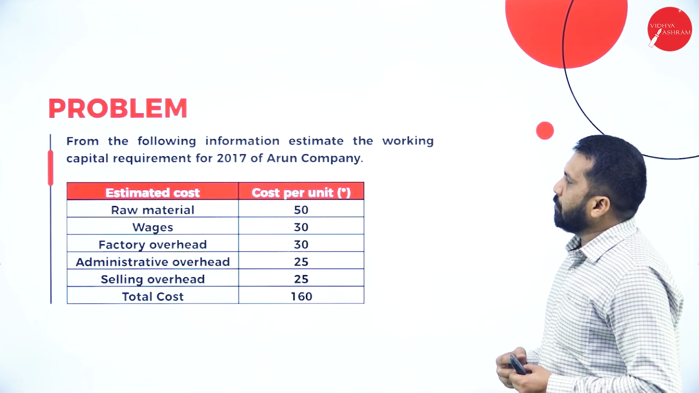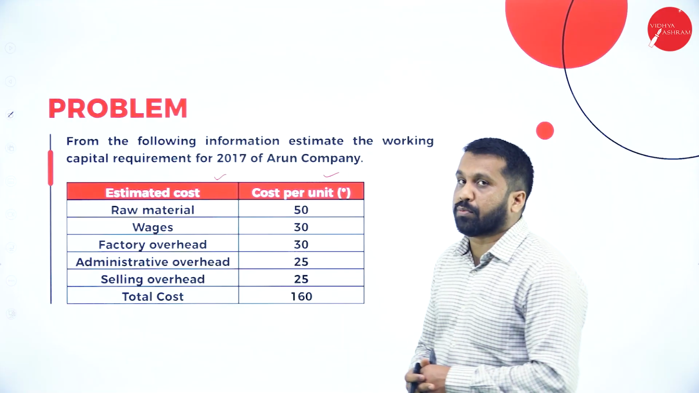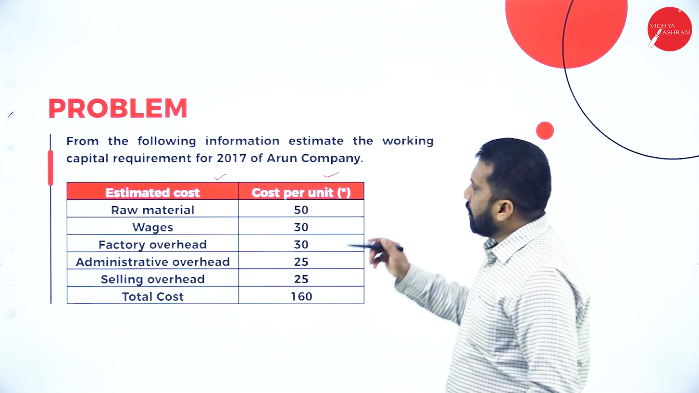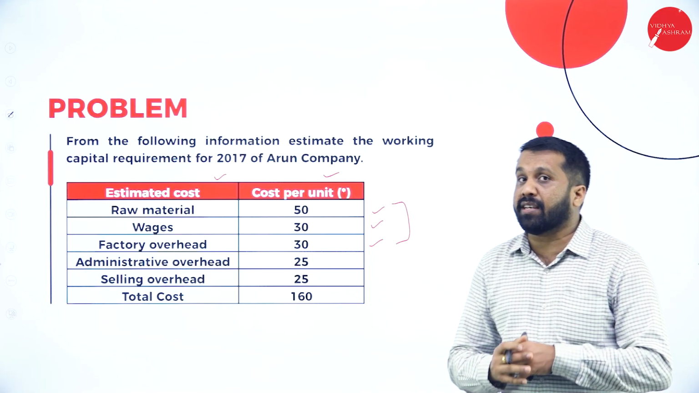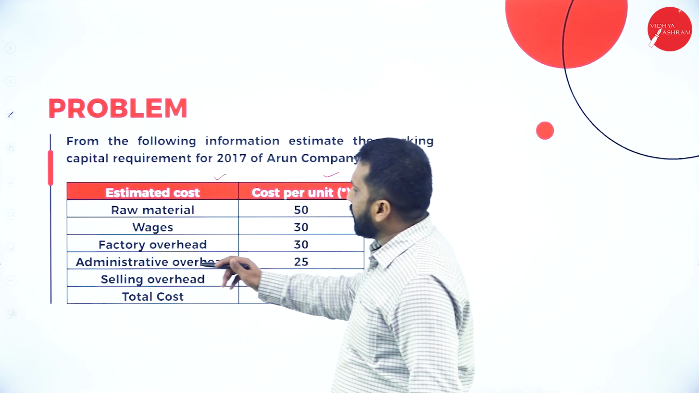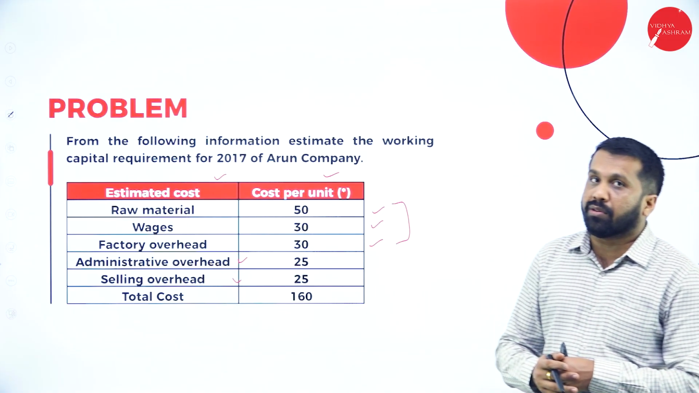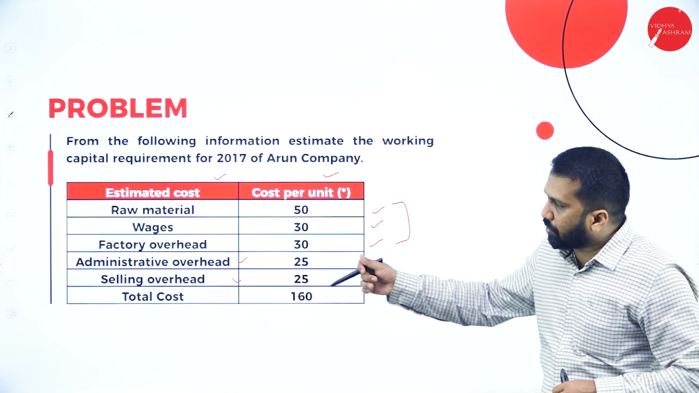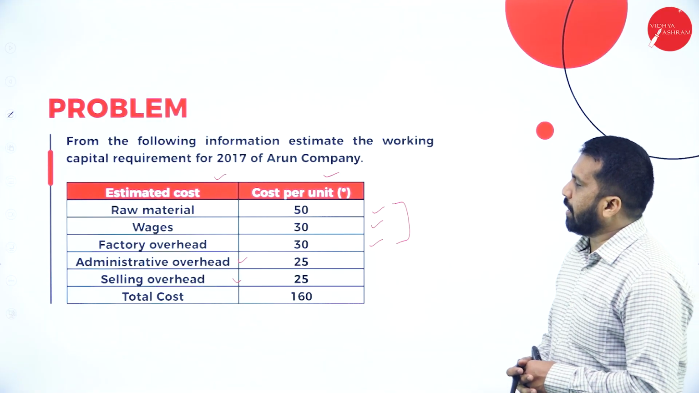Under working capital, we have a problem here. These are the estimated cost and these are the cost per unit. Usually in the examination, they give only raw material, wages, overhead. Only these three things will be given in the exam. In the extreme stage, they may give you administration as well as selling overhead also. We'll go to the format. Later I'll explain what is administration and what about selling overhead. So these are the information they have given.